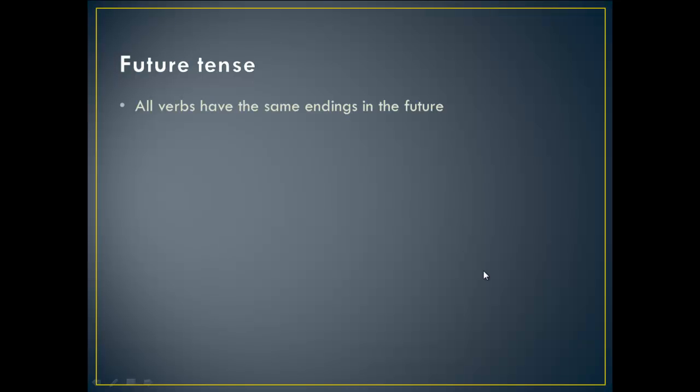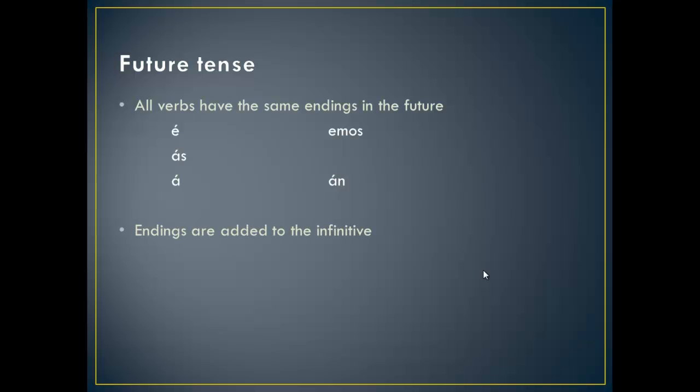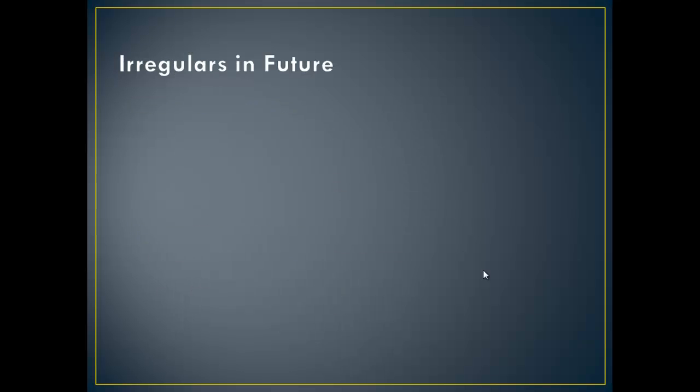Okay, so the future tense is great because all the verbs have the same endings in the future, whether it be AR, ER, or IR. And those endings are é, ás, á, emos, and án. Notice the accents everywhere except the we. Okay? And you add your endings directly to the infinitive. For example, like with comer, it's comeré, comerás, comerá, comeremos, comerán. So you see how I left the ER on there and I just added my ending right to the end.